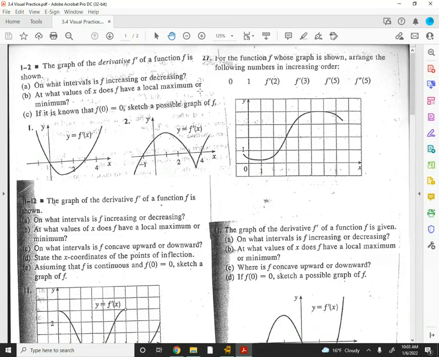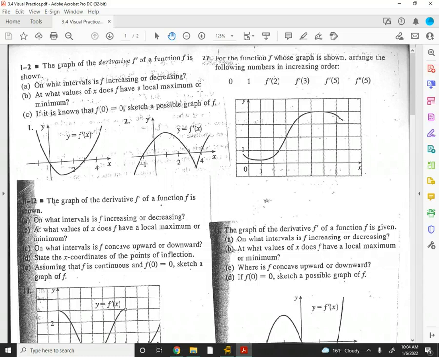And for part A, we're going to find where the original f is increasing or decreasing. Then for part B, we're going to find where the original f has a local max or min. And remember, local is the synonym for relative. And then part C says if we know that there's a point at 0, 0, sketch a possible graph for f. Okay, so this is helping us understand what we did for the first derivative test.